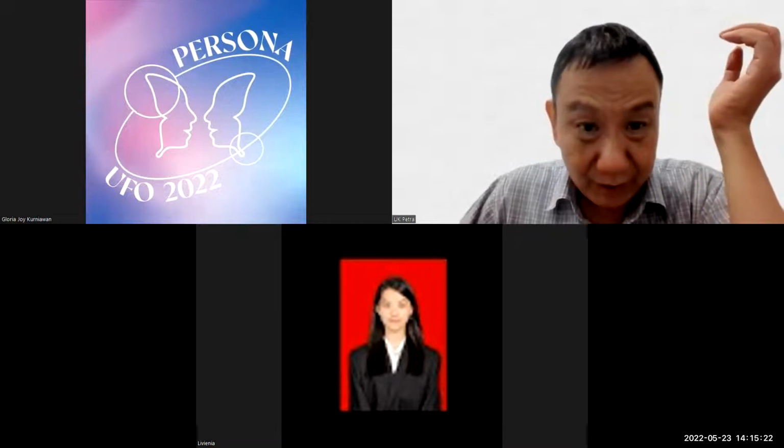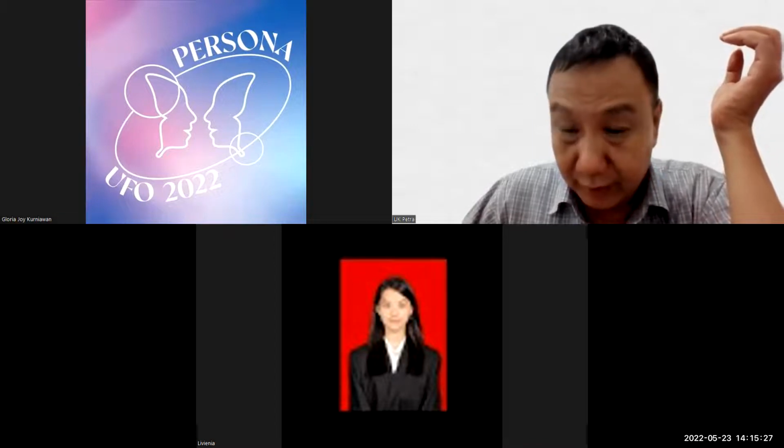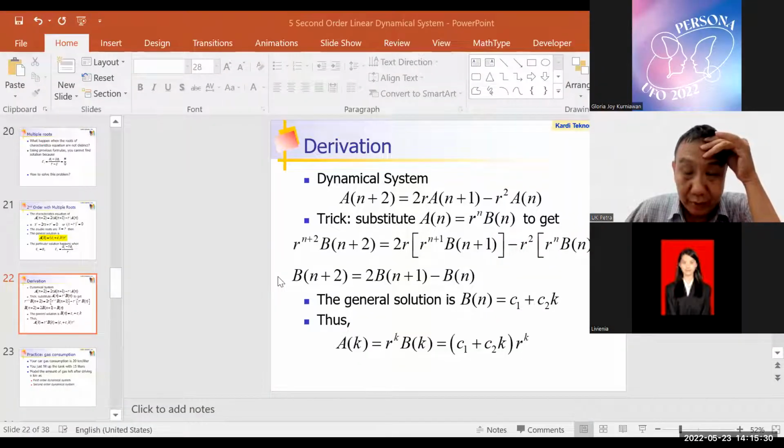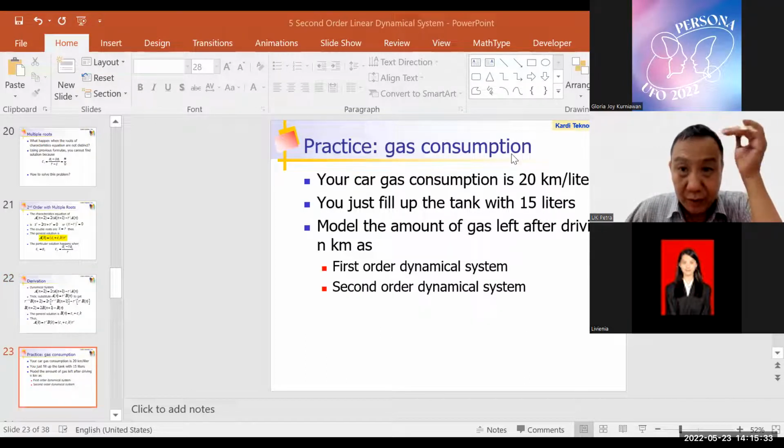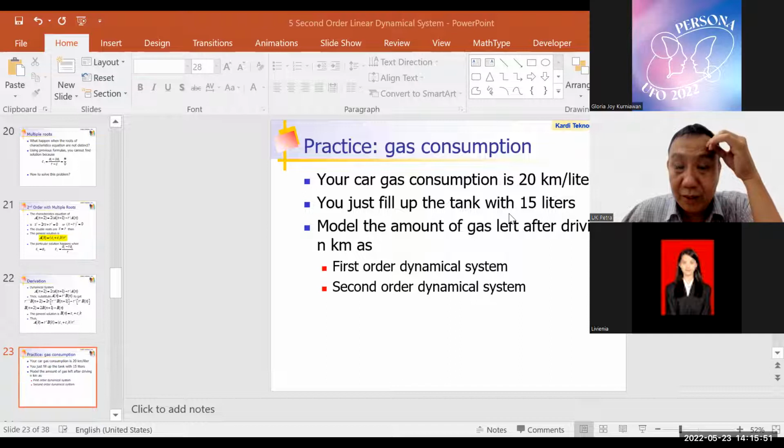Okay, let's start with practice then. I want you to practice. This is just the derivation of why it comes. So let's practice this one. You can solve this problem using first order or second order. Let's do it both. Say your gas consumption is 20 kilometer per liter, and you just fill up the tank with 15 liter.